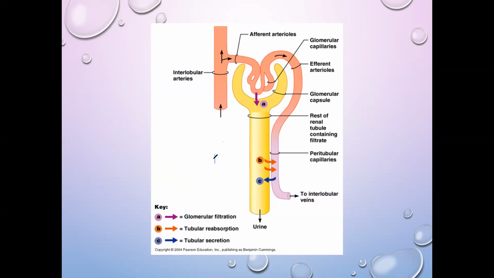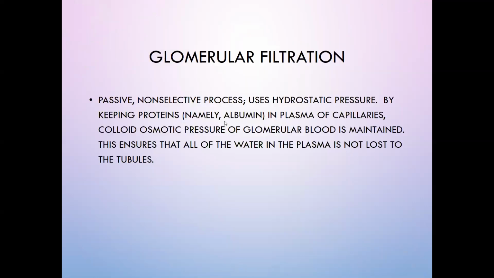Okay, so PCT is where we do tubular reabsorption, but this can happen just about anywhere: proximal convoluted tubule, loop of Henle, distal convoluted tubule. It just depends on where we need it to happen, where the mechanism for it to occur is found.